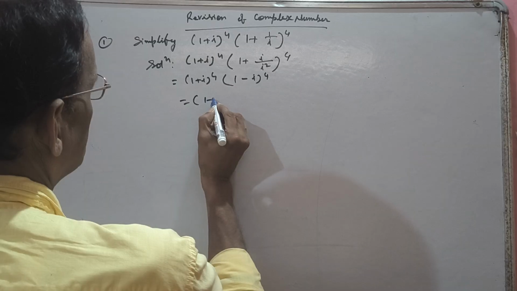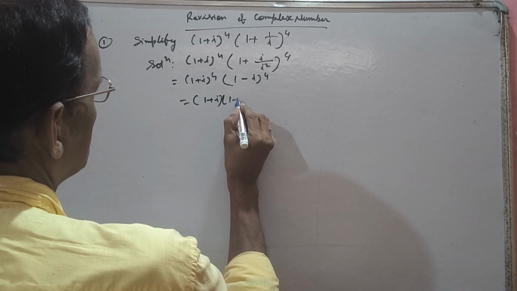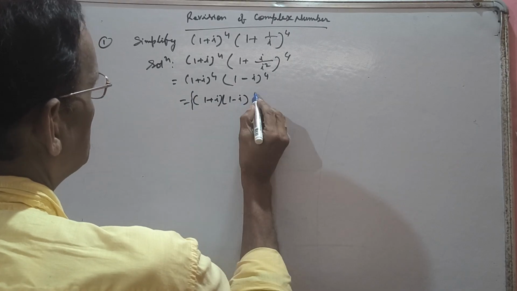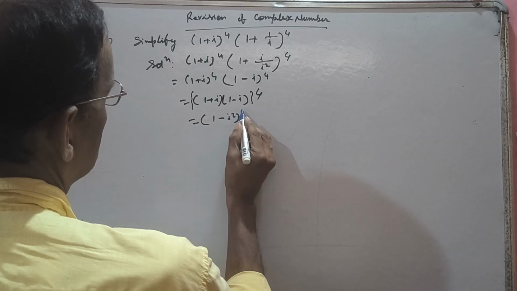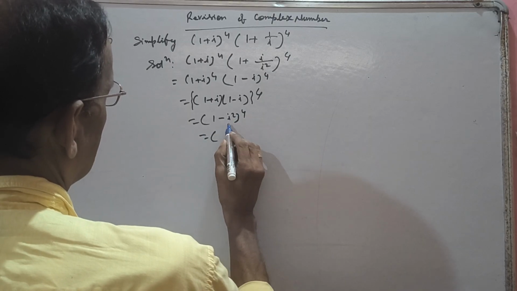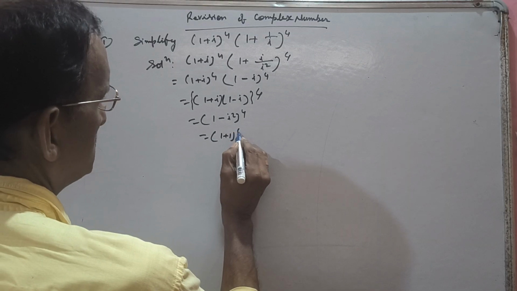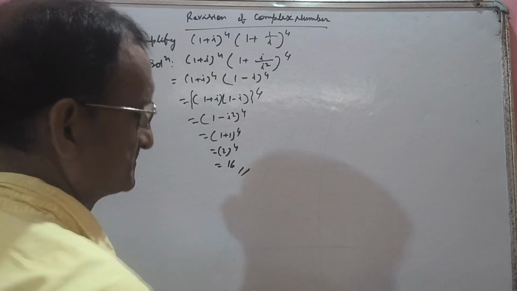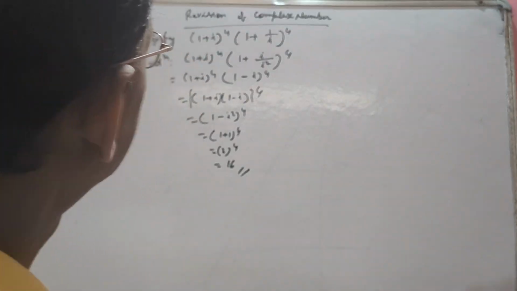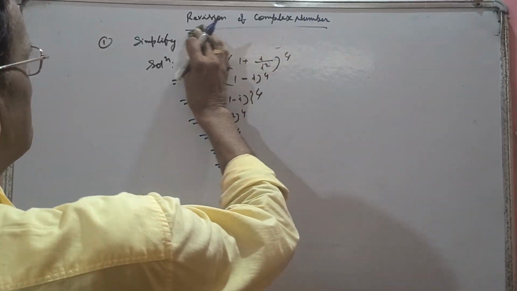So we can write (1 plus i) into (1 minus i), whole to the power 4. So this will give you (1 minus i square) whole to the power 4. i square is minus 1, so (1 plus 1) whole to the power 4, 2 to the power 4, and 16 is the answer. Okay. So this is a 2 marks sum only. Then next, number 2.